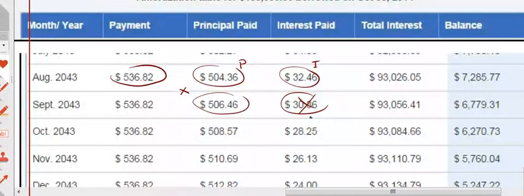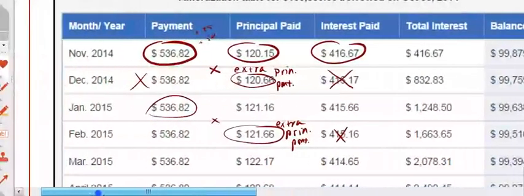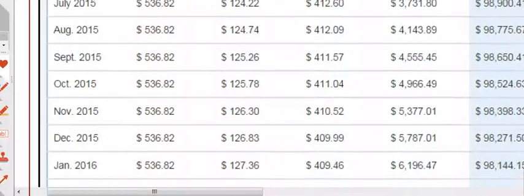So it's best to make these extra principal payments early in the loan. That will save you the most money. You'll be wiping out $400 and something of interest there at the beginning of your loan. I think that's just an awesome strategy.